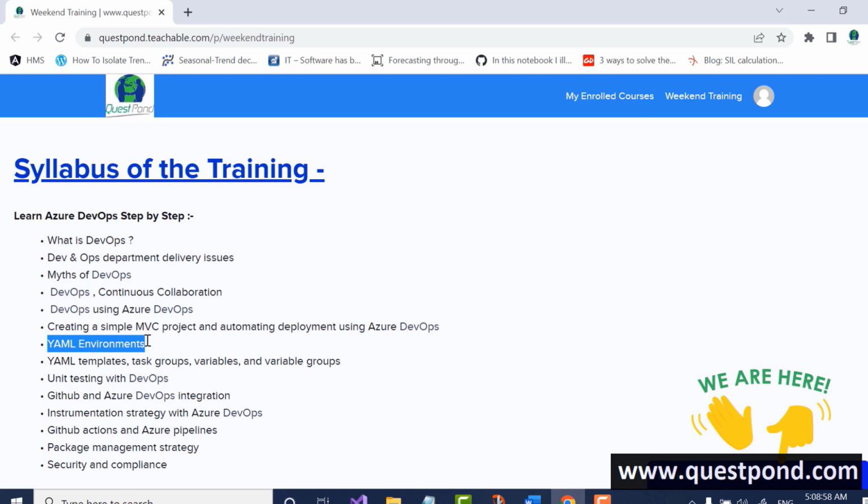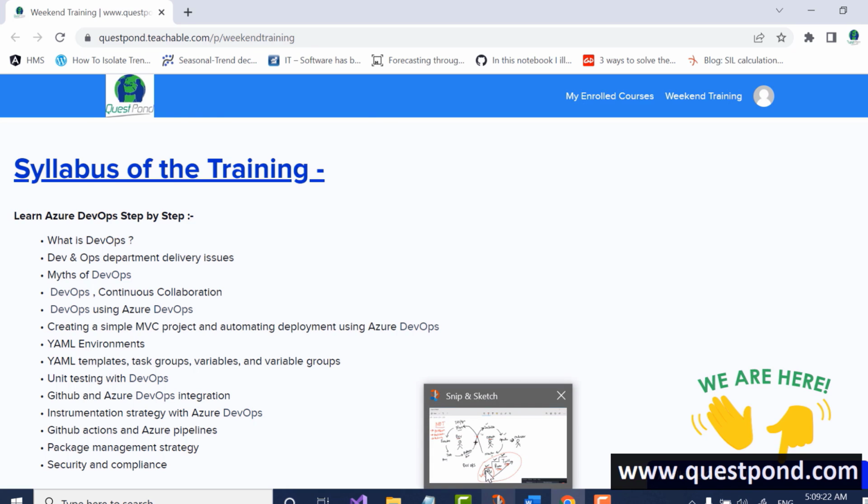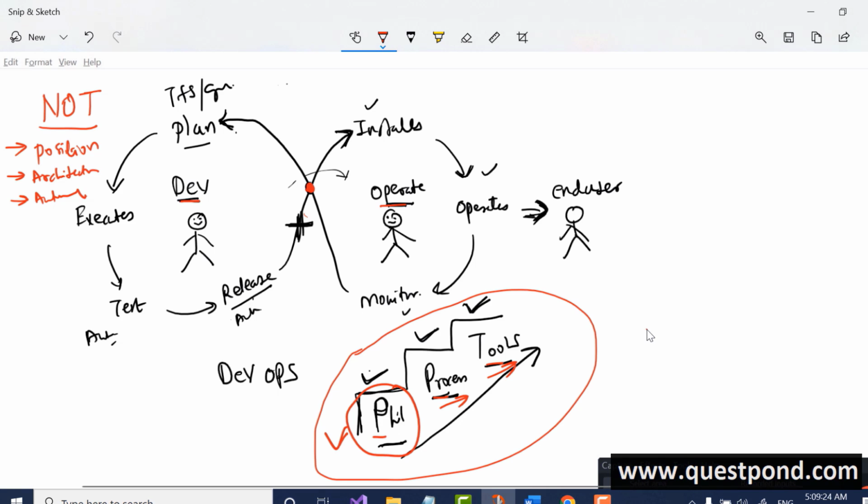We'll try to understand YAML. YAML is one of those languages out there which is used to create a process of DevOps. We'll look into how to do unit testing with DevOps as a part of the cycle, right? We'll look into instrumentation strategy. We'll look into GitHub Actions, Azure Pipelines, package management strategies, security and compliance, and many other things, right? So we are starting this training next month, right? So stay tuned. And that brings us to the end of this session.